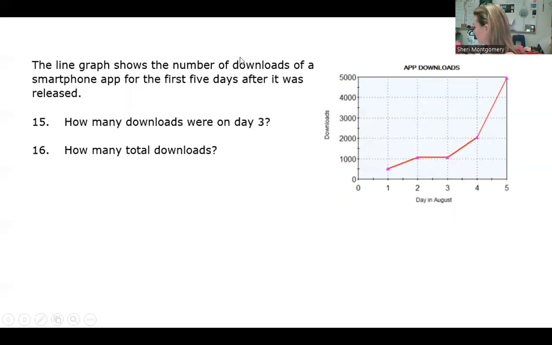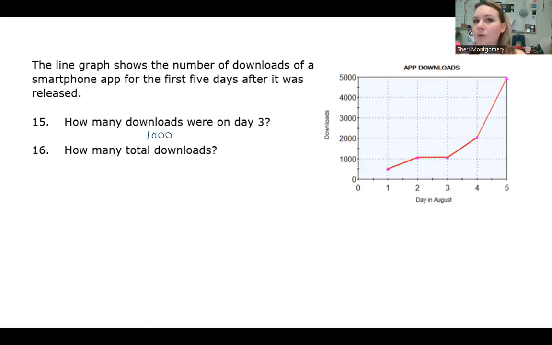The last question that we're going to go over. This one says the line graph shows the number of downloads of a smartphone app for the first 5 days after it was released. The first question says, how many downloads were there on day 3? What do you think? I agree. I think technically maybe it's just a hair over, but we can say 1,000. I feel like that's close enough. 1,000.